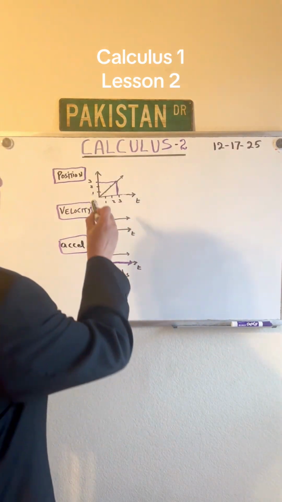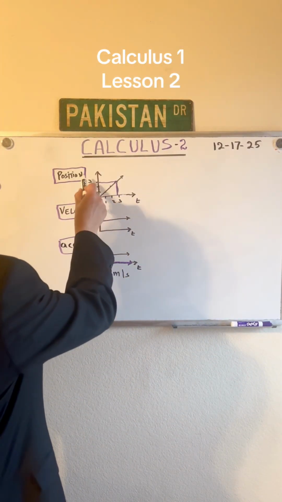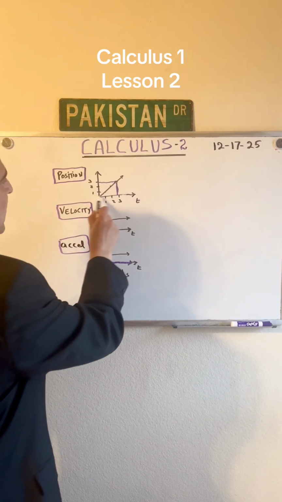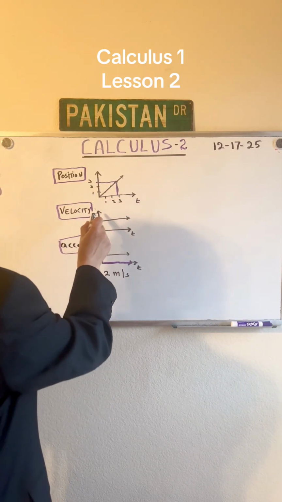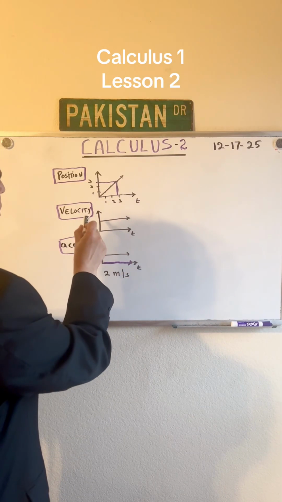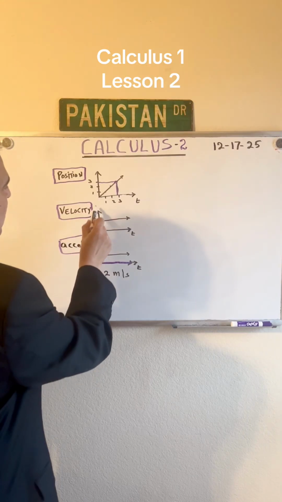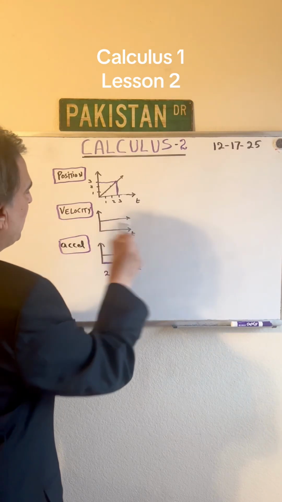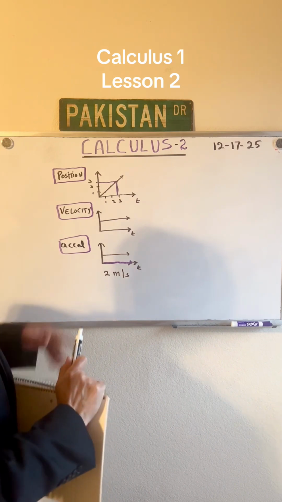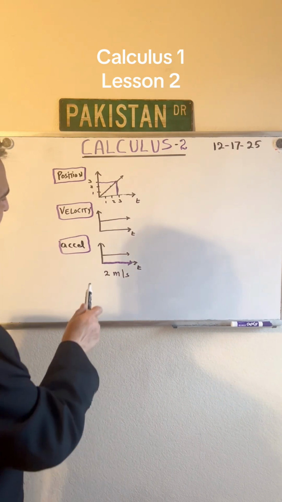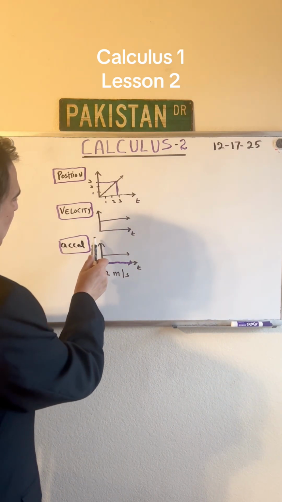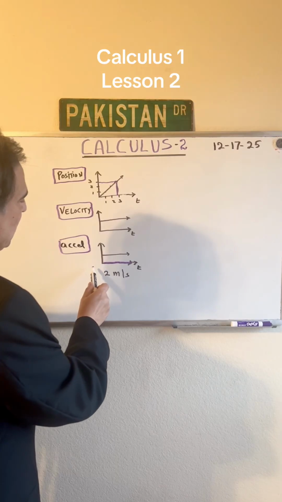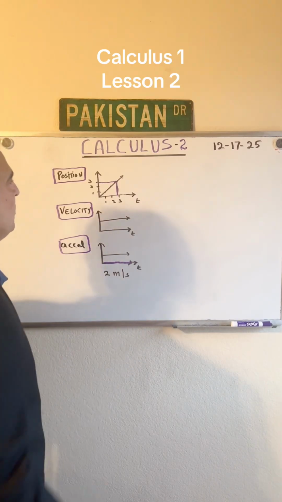So this right here is a graph between position or distance and time. And this right here is a graph of velocity on the y-axis and time on the x-axis. And then this is acceleration, which is basically the same thing. On the y-axis we have acceleration, and on the x-axis we have time.